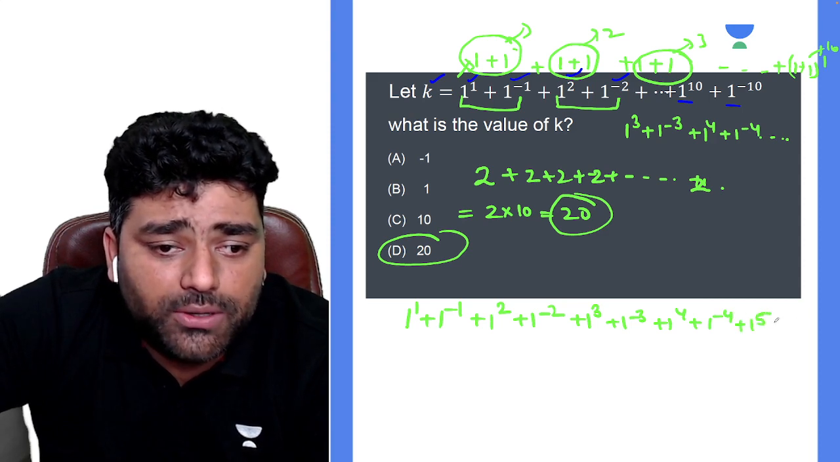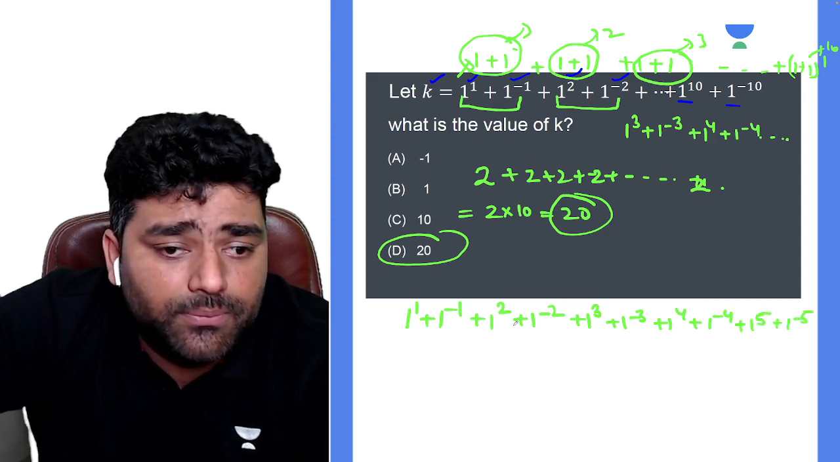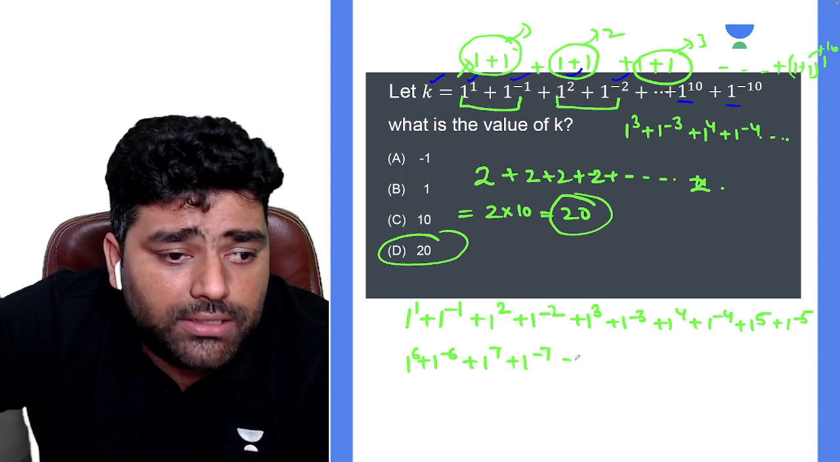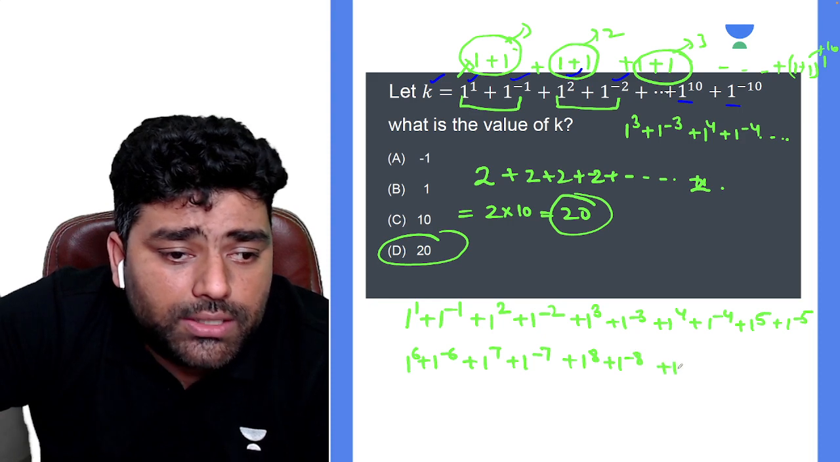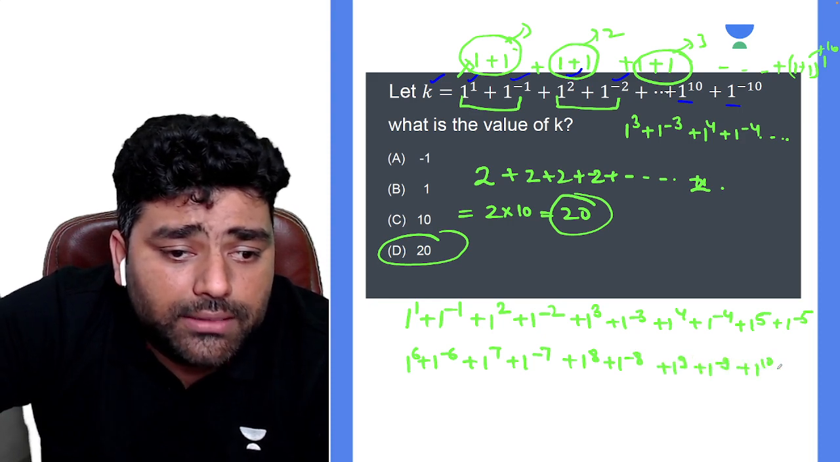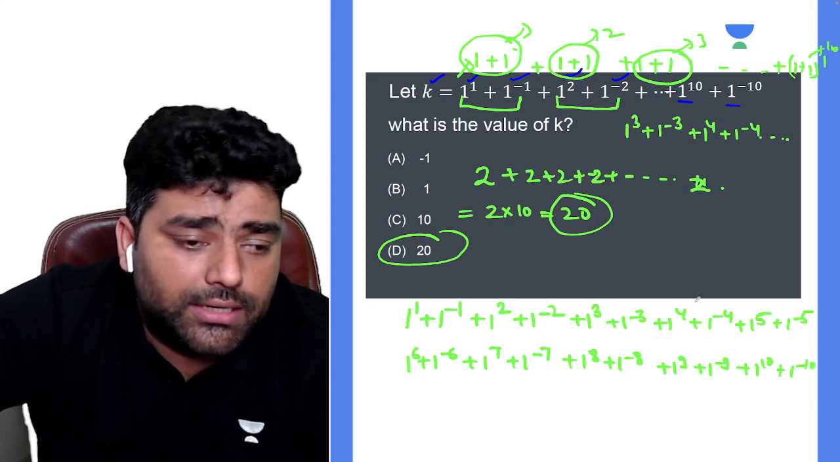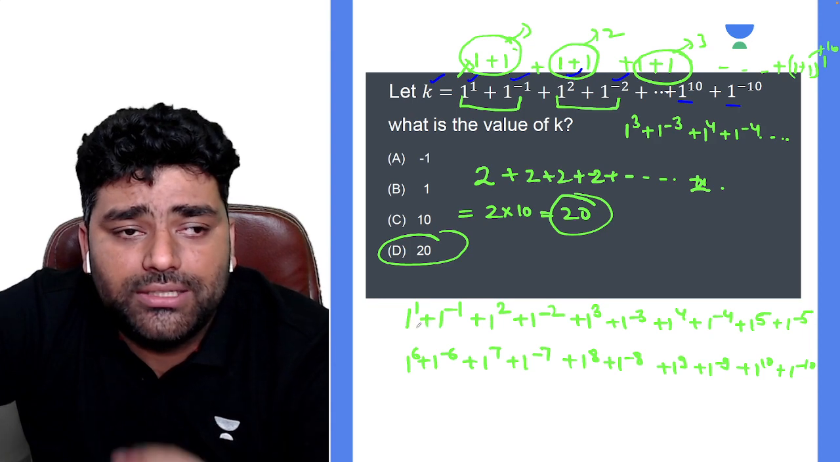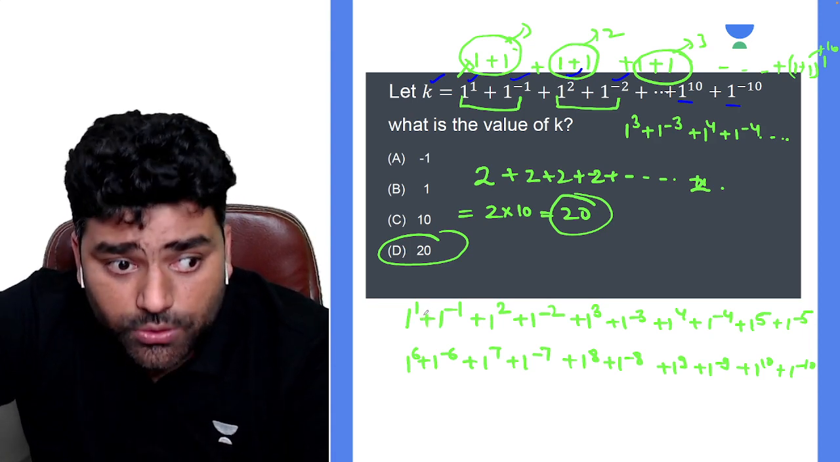So it's like 1 to the power 5, 1 to the power negative 5, right, guys? So 1 to the power 6 plus 1 to the power negative 6, 1 to the power 7 plus 1 to the power negative 7, 1 to the power 8 plus 1 to the power negative 8, 1 to the power 9 plus 1 to the power negative 9, 1 to the power 10 plus 1 to the power negative 10. But we do not have so much time in the exam, so please try to be solid using the shortcut we did there.